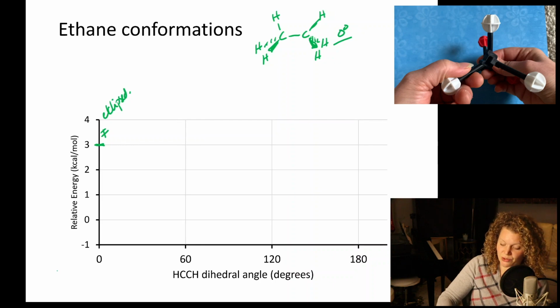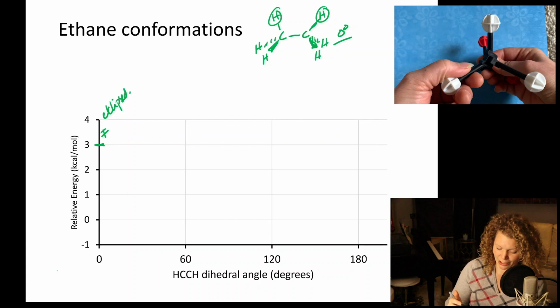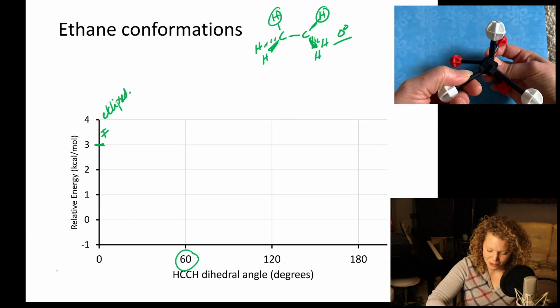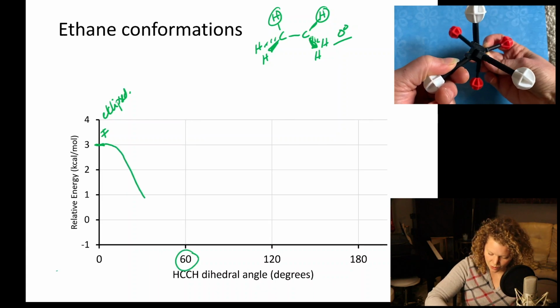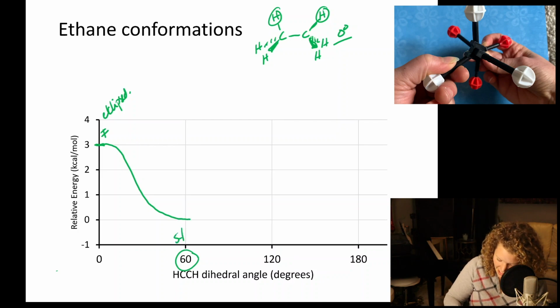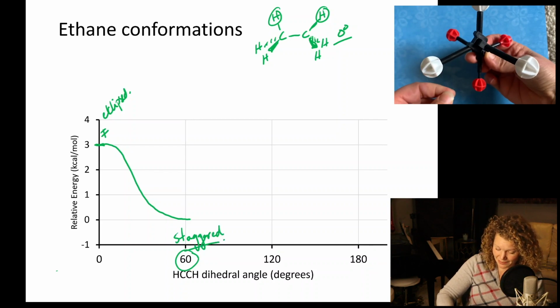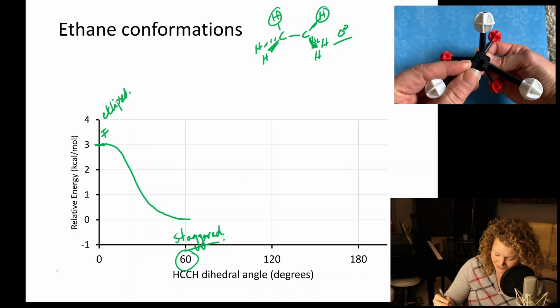So here's our 0 degrees. Our hydrogens here are right in front of each other in our Newman projection. Now, as we rotate this molecule, the energy of the molecule is going to go down. And so when we hit 60 degrees, we end up getting a staggered conformation. Then as we rotate another 60 degrees, we end up getting another transition state.